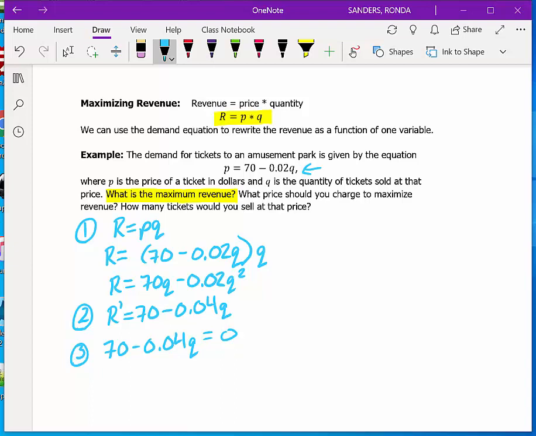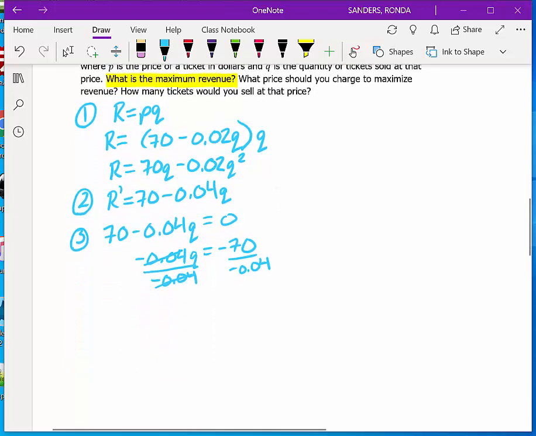We evaluate, finding negative 0.04 times Q is equal to negative 70. Divide both sides by negative 0.04, and we get Q is equal to 1,750. We know that Q is a critical point.